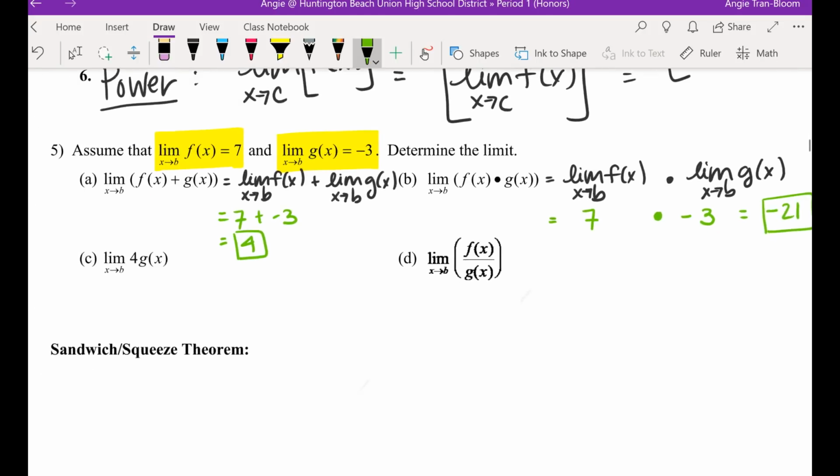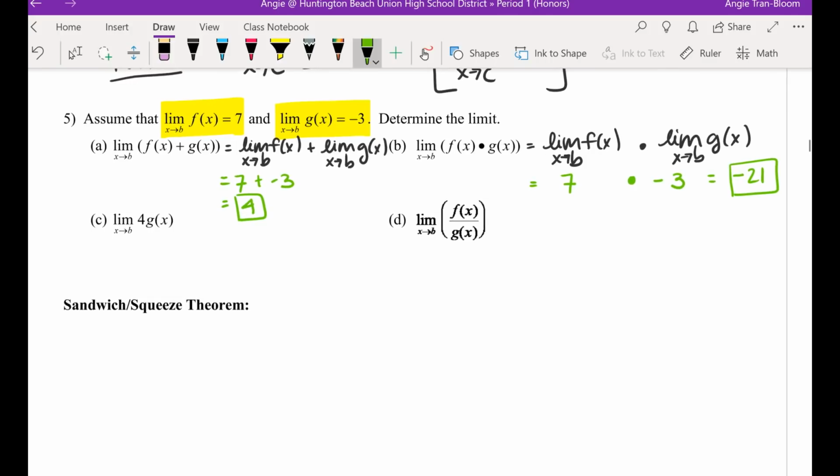Okay. Now we're on the next one. C is a constant multiple. Remember the rule said if you have a constant that's being multiplied to the function, it's the same thing as saying 4 times the limit of g of x as x approaches b. Well, I know the limit of g of x as x approaches b, right? That is already known. So this is pretty much saying 4 times the limit as x approaches b of g of x, which is -3. So this is going to be -12.